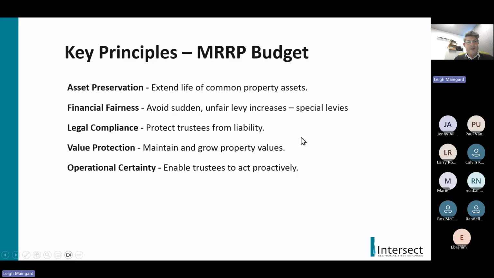Financial fairness, it avoids sudden unfair levy increases, like for instance, special levies. Legal compliance protects trustees from any liability claims. And the same would apply to the admin budget as well. But certainly from a 10-year maintenance plan perspective, the trustees' liability there could be bigger because of the types of assets or equipment that needs to be maintained, or structure as such of the building.